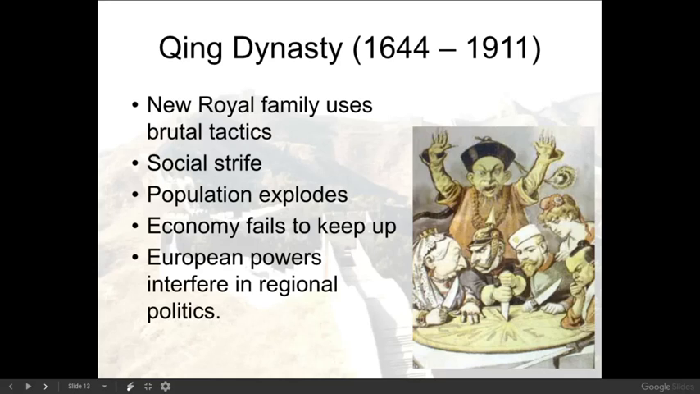The last royal family would be known as the Qing Dynasty, which is spelled Q-I-N-G. Qing Dynasty. And they were in power from 1644 until 1911. So they oversaw most of this decline.